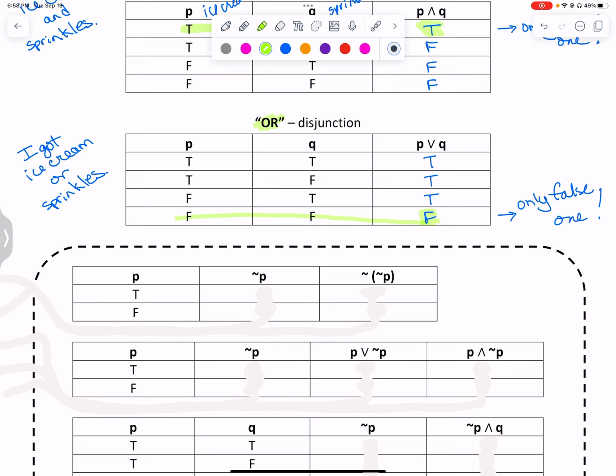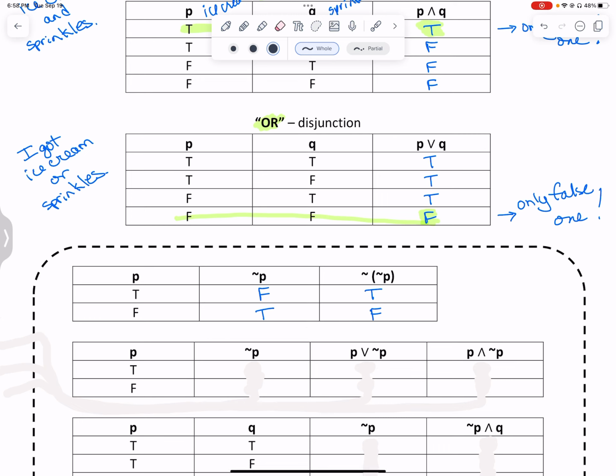Notice we have our P. I have a statement, and it's either true or false. The negation of those would then be the opposite, right? So if this one is true, then the negation is false. If this is false, the negation is true. Now we're going to negate the negation. So I'm going to take the false and do the opposite of that, and take true and do the opposite of that. So I go back to true and false.